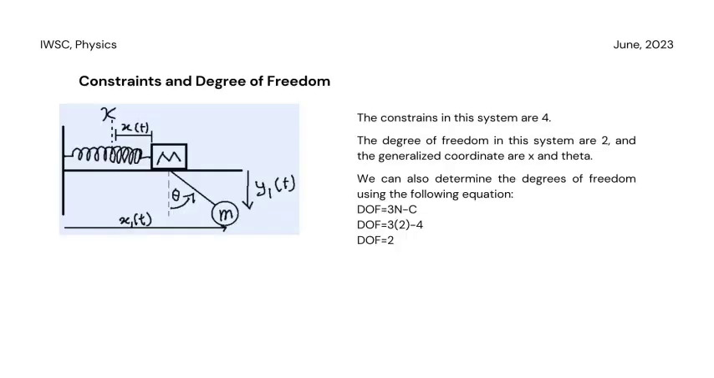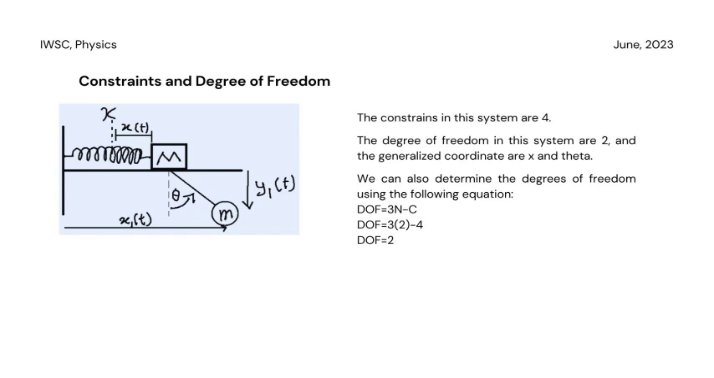In this system, there are four constraints: two constraints on the movement of mass 1 and two constraints on the movement of mass 2. So the total number of constraints is 4. Then the degree of freedom in this system is 2. We can observe that when mass 1 moves, the generalized coordinate is x, and when mass 2 moves, the generalized coordinate is theta. Therefore, the degree of freedom in this system is 2.